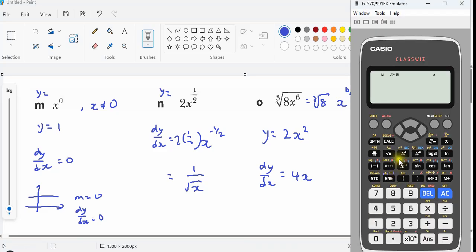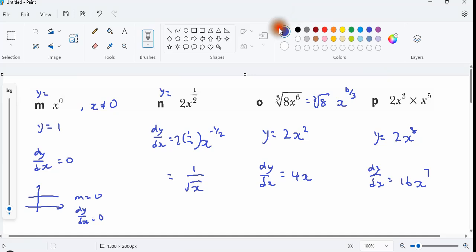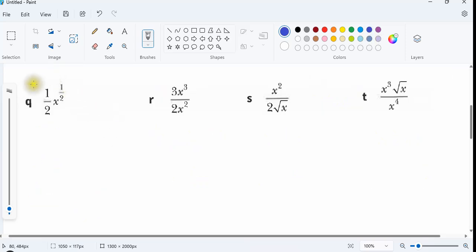So for this one, if you don't know that cube root of 8 is 2, you can use a calculator. Cube root of 8 is 2. So this is power 6, and then cube root is over 3. Over 3, then this one we have 2 here, and this one also 2. Okay, so for this one dy/dx will be 1 over 2 multiplied with 1 over 2 x to the power negative 1 over 2. So it is 1 over 4 square root of x.